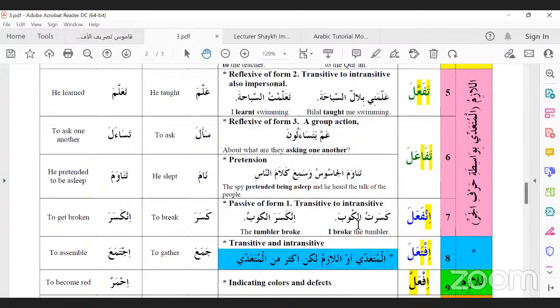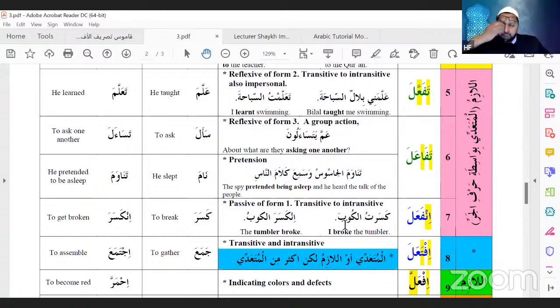Sheikh, can you give another example of this one? Okay, let me give you an example. Let me just check. I've got it on my phone.